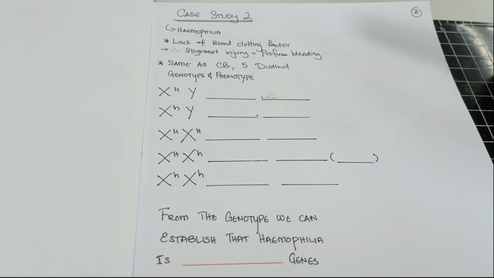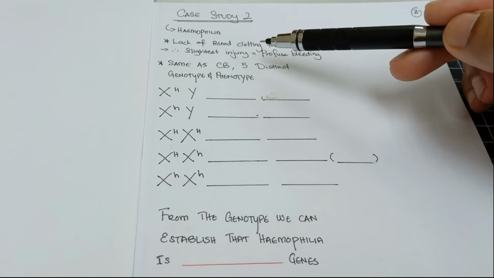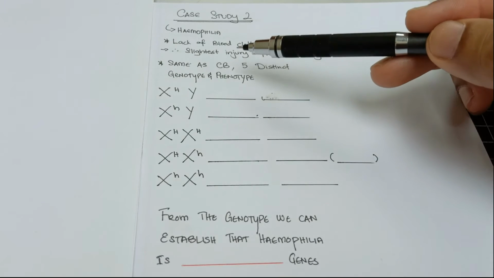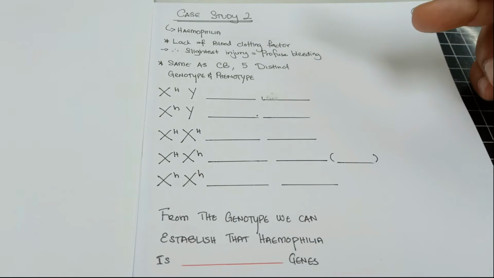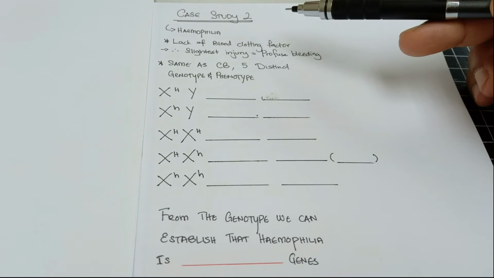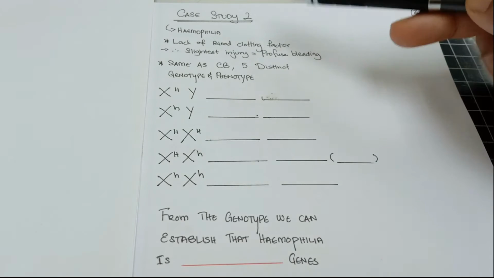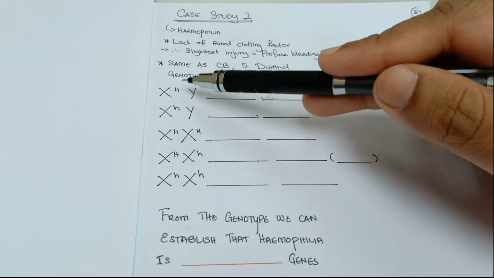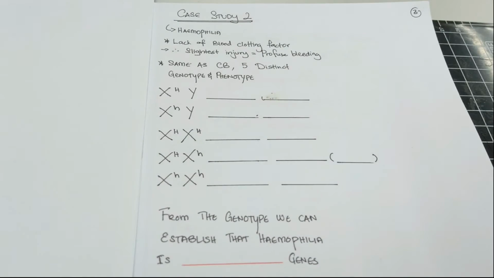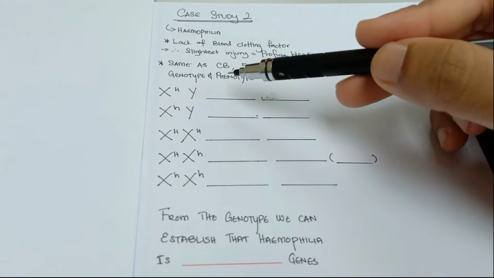Case study 2, hemophilia. Hemophilia is caused by a lack of blood clotting factors, and even the slightest injury will cause profuse bleeding. Same as color blindness, it has 5 distinct genotypes and phenotypes. What you have to know is that hemophilia is also a sex-linked disease, and it is a recessive gene. So I represent hemophilia with a lowercase h. So let's look at the hemophilia genotypes and phenotypes.